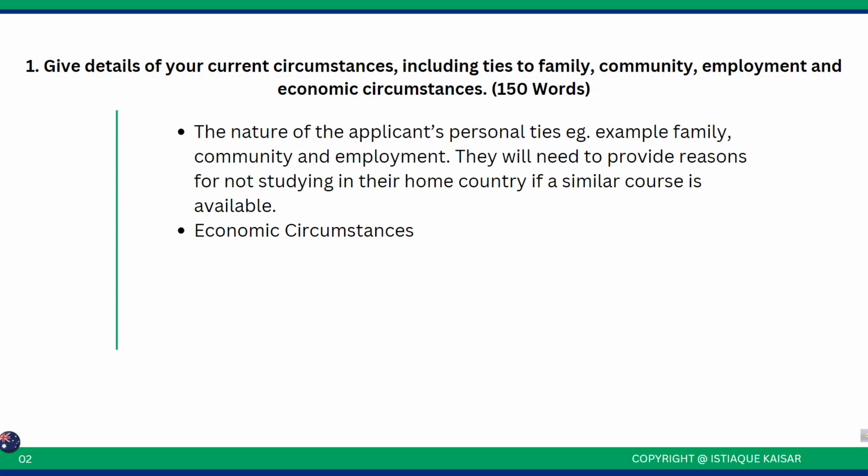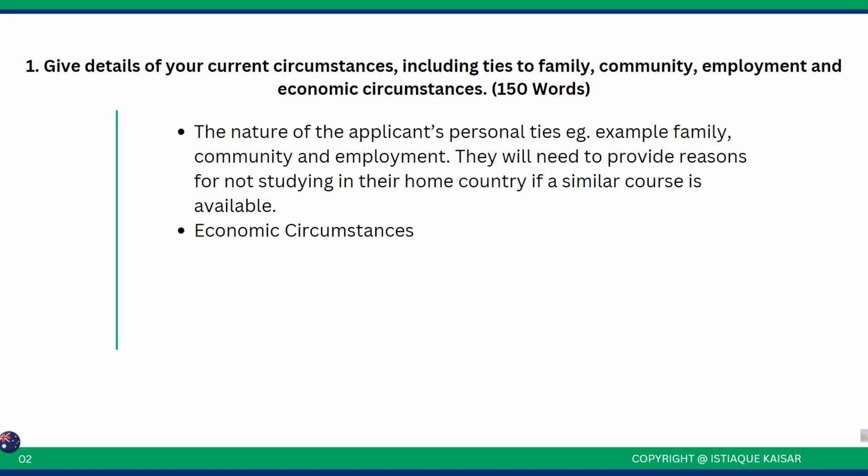You can't explain everything. So you can start with something like your name and some of the family members. How many members in total do you have? And after that, if it is your father who is sponsoring you, explain something about his profile, like what he is doing and whether he is solvent enough or not. This is actually your community. And employment, this is not called your future employment. So exactly, you do not need to write that here. This employment belongs to your current circumstances. That means this employment needs to be explained as your family income. They will need to provide reasons for not studying in their home country if a similar course is available.